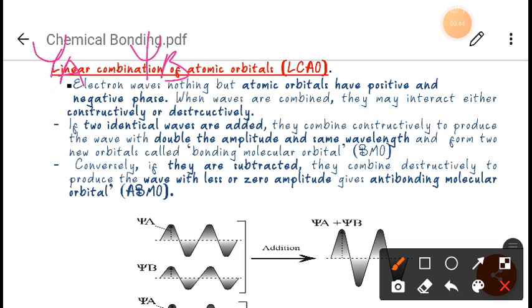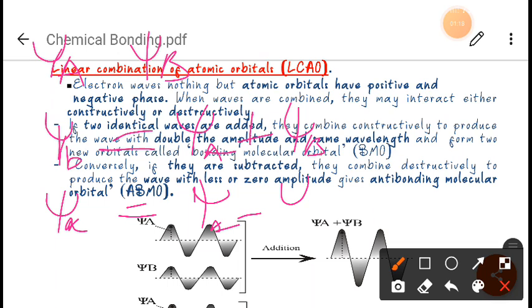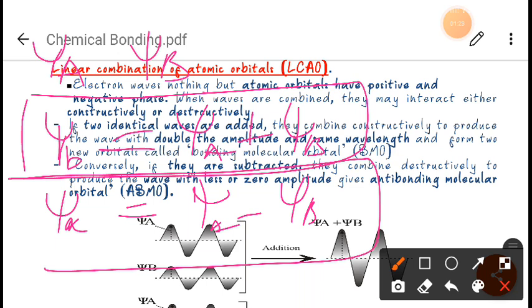The linear combination of these orbitals will give a bonding and an anti-bonding molecular orbital, right? As we have seen in the previous class, the bonding molecular orbital will be psi A plus psi B. The anti-bonding molecular orbital will be psi A minus psi B. So when it gives bonding, it gives this, and when it gives anti-bonding, it gives this.